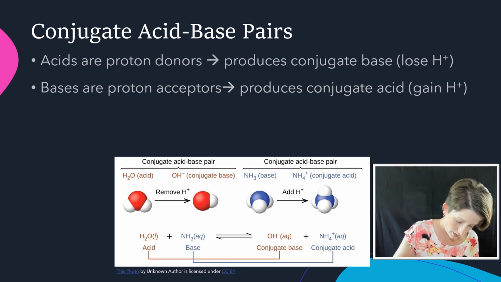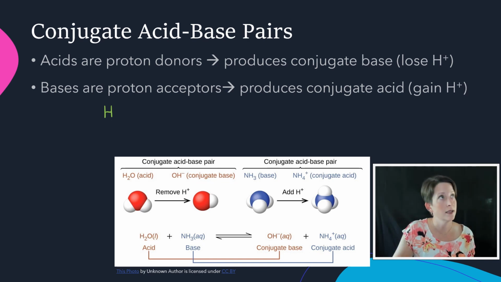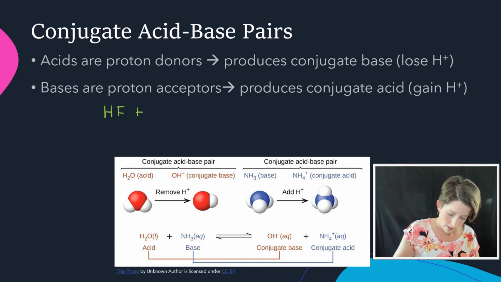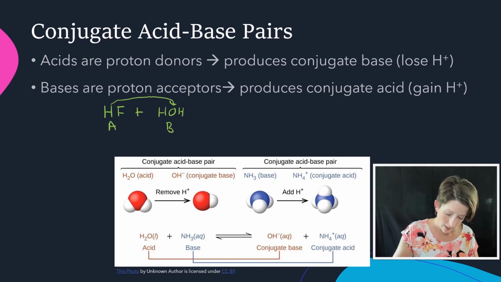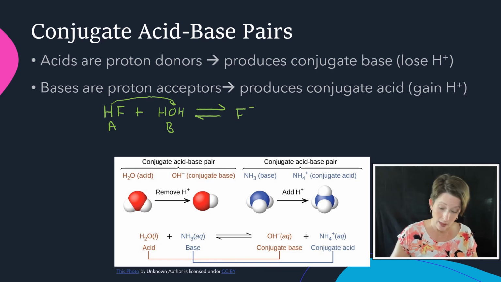If we have HF, hydrofluoric acid, that's a weak acid. All right, so if we have HF, we know that when it goes into water it has that proton to donate. So it's going to donate that proton to water. So we have that acid, and water is going to be that base. So on the other side, we get this fluoride ion and we get the hydronium ion.